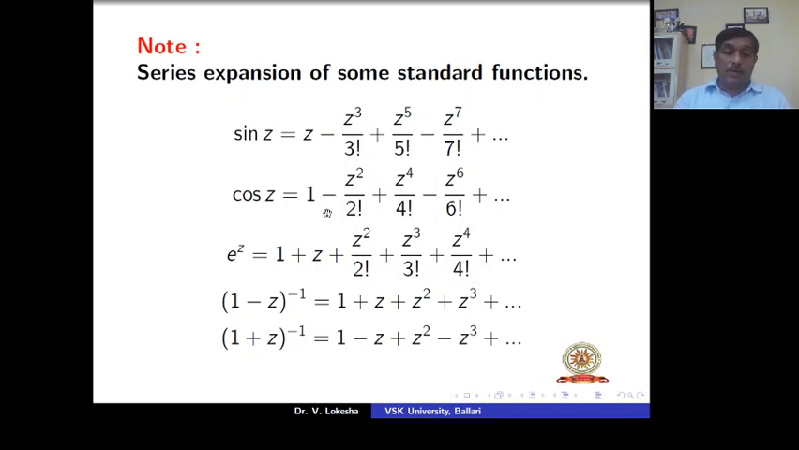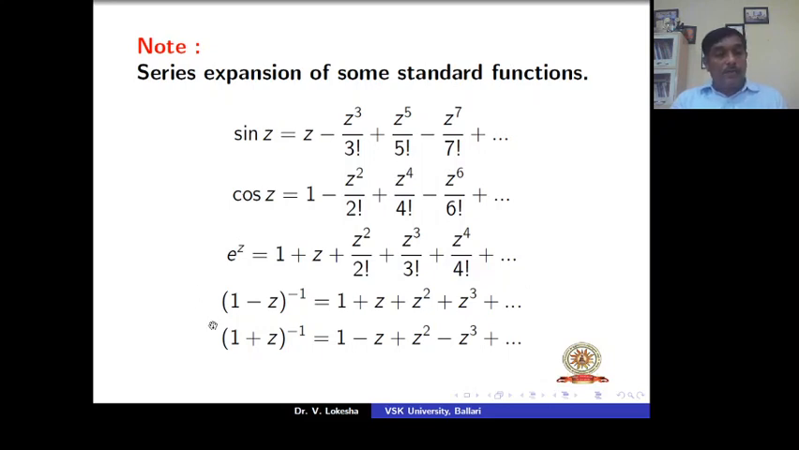And cos z is equal to 1 minus z square by 2 factorial plus z to the power 4 by 4 factorial minus z power 6 by 6 factorial plus etc. This also we can write in summation notation, n from 1 to infinity, and then this can be expressed as a series expansion. e power z is a combination of cos z plus i sin z. You can simplify it to 1 plus z plus z square by 2 factorial plus z cube by 3 factorial plus z to the power of 4 by 4 factorial, etc.